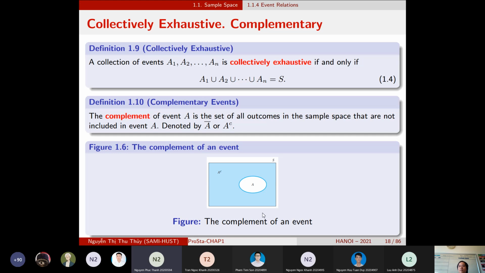A and A^C are both collectively exhaustive and mutually exclusive too. Mutually exclusive means they cannot happen at the same time. They exclude each other. So it's true that they are both mutually exclusive and collectively exhaustive.